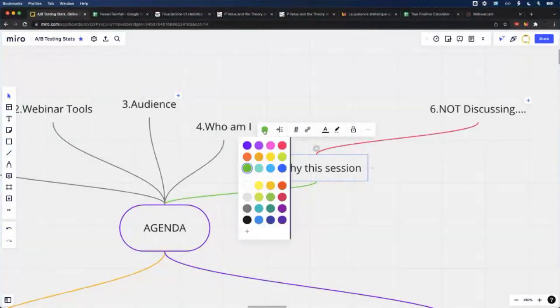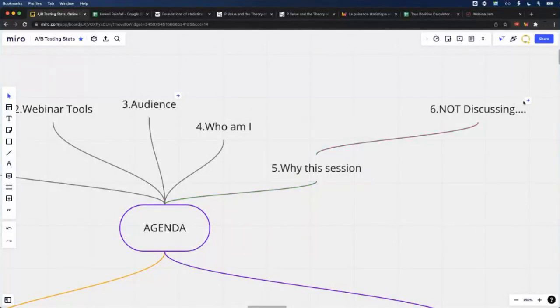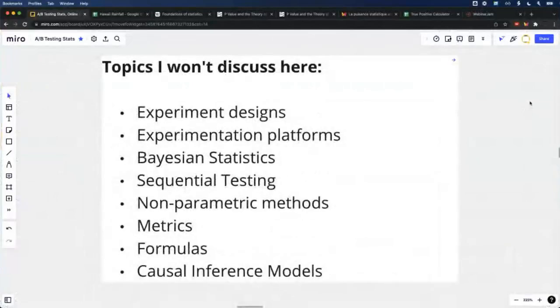So this is done. And what are we not going to discuss? I won't go into details of experiment designs, like what are good designs. I won't go into experimentation platforms, basically what should be good features of an experimentation platform to prevent false positive, false negative readouts, things like that. I won't go into Bayesian statistics, no sequential testing, no non-parametric methods. I won't be talking about metrics or KPI selections. I won't be going through any complex formulas on calculating stuff. And I won't even be talking about any modern causal inference models that help you measure incrementality.